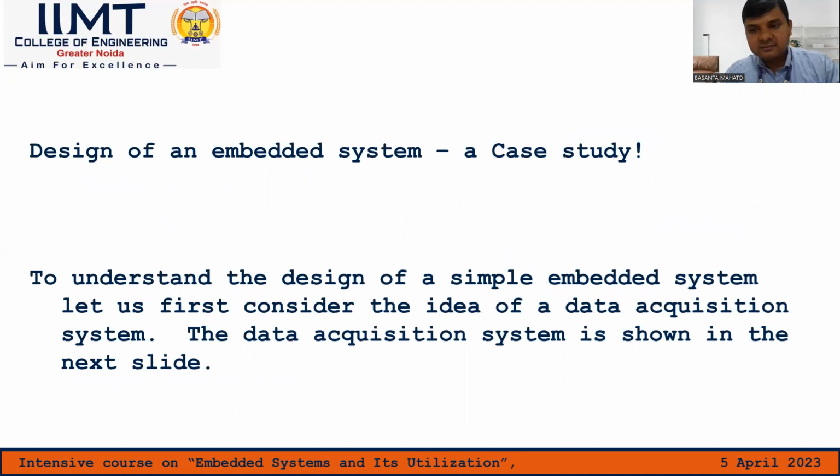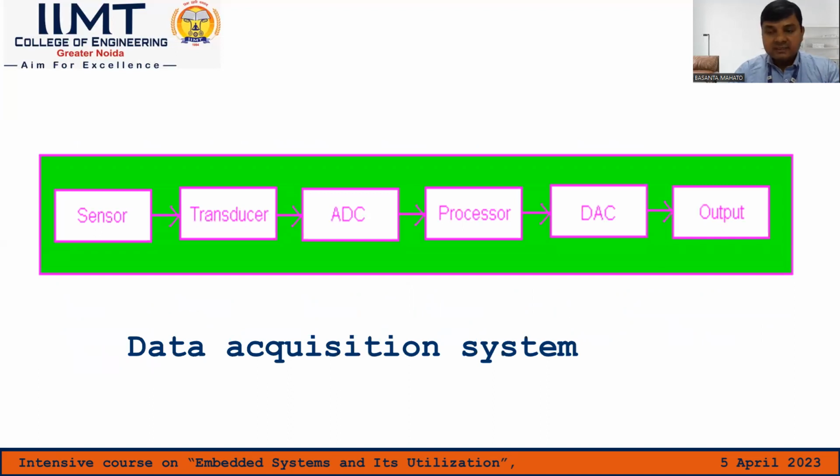So let us design an embedded system. It's a kind of case study. To understand the design of a simple embedded system, let us first consider the idea of data acquisition: how we collect the data and store it. So the data collection system works as follows. The data is always in a physical state, physical condition. So that is handled by the sensor. The sensor takes the signal, and that value is again transduced, translated through the transducer.